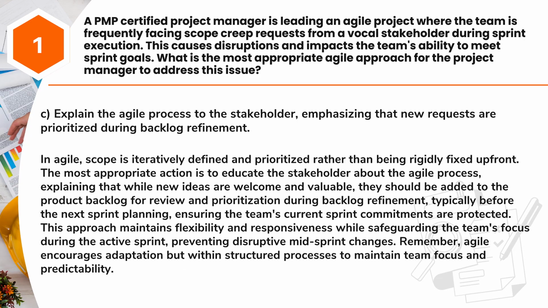Answer: C. Explain the Agile process to the stakeholder, emphasizing that new requests are prioritized during backlog refinement. In Agile, scope is iteratively defined and prioritized rather than being rigidly fixed up front. The most appropriate action is to educate the stakeholder about the Agile process, explaining that while new ideas are welcome and valuable, they should be added to the product backlog for review and prioritization during backlog refinement, typically before the next sprint planning, ensuring the team's current sprint commitments are protected.